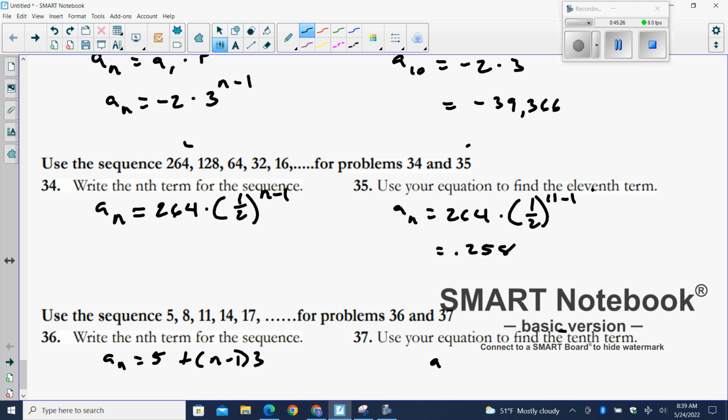So a sub 10, the 10th term is 5 plus 10 minus 1 times 3. Again, I know what 10 minus 1 is. It's 9. 9 times 3 is 27. Plus 5 is 32. If you want to grab your calculator and check it, you may, but there is that one. Whew, we made it.